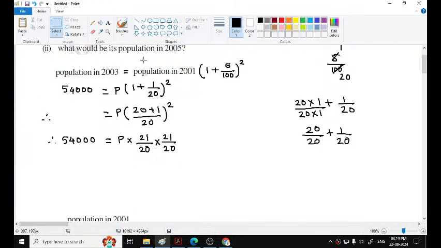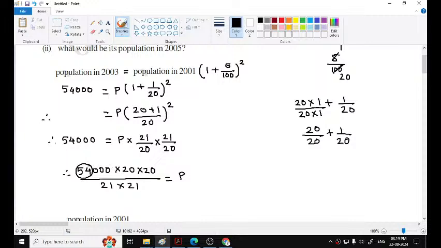Now to get value of this P, we have to transpose these numbers. They will perform opposite operations. 20 and 20 are dividing on this side. Opposite of division is multiplication, so they will be there in numerator, and these are in numerator. After transposition, we can write them in denominator.